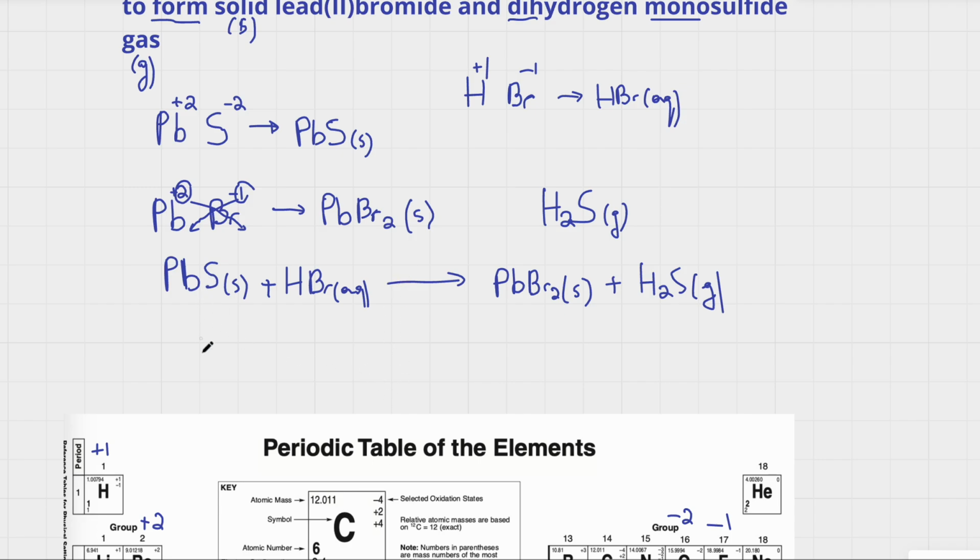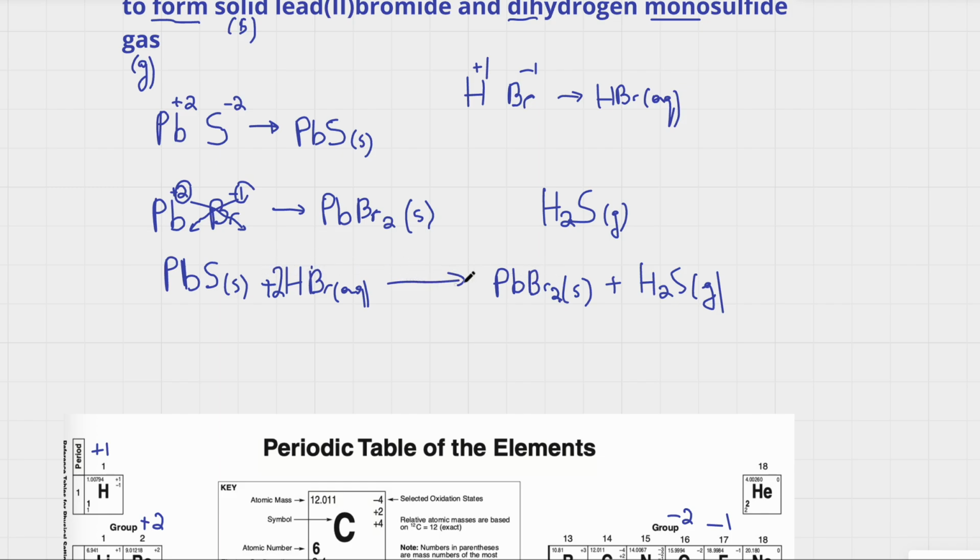I could write out all of the elements on each side, but I am just going to show you how I do it in my head. So let's start with our elements. Pb, I have 1 lead on the left, 1 Pb on the right. Next, let's do bromine. How many bromines? I have 1 here, but I have 2 here. So how could I balance it? We balance by using coefficients, which are numbers in front of our compounds. So we have 2 bromines, I will put a 2 here. Now this 2 gets distributed through, so now I have 2 hydrogens and 2 bromines.